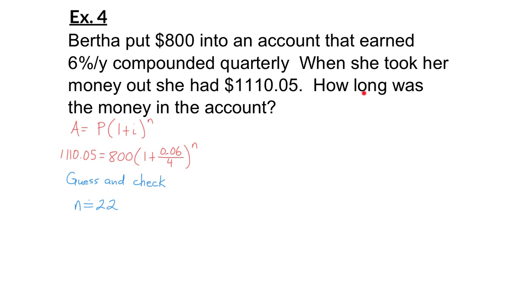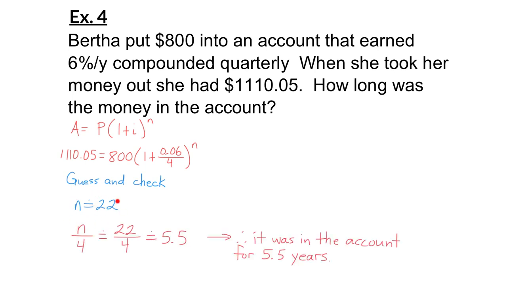Now let's answer the question, how long was the money put in the account? Is it 22 years? No. Remember, n is the number of compounding periods, and it's compounded quarterly. That means 4 times every year. So we need to figure out how many years it is based on the fact that there's 22 compounding periods. Each compounding period is 1/4 of a year. So if I take my number of quarters and divide by 4, that tells me this was about 5.5 years. So to grow your money from $800 to $1,110.05, we had the money in the investment for 5.5 years.